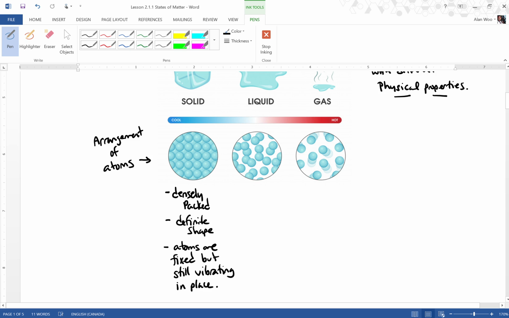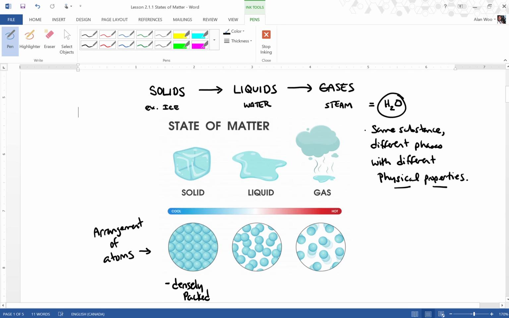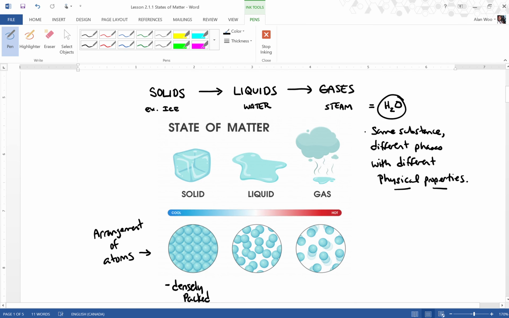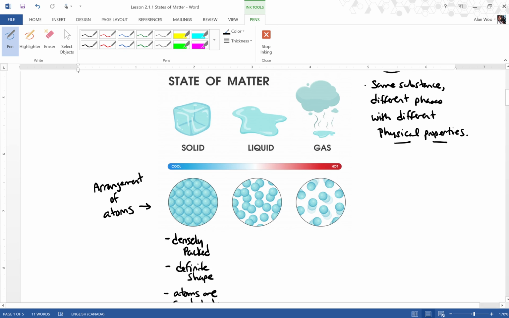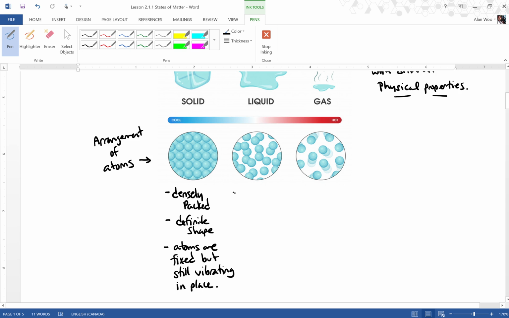When we look at water molecules, they do something slightly different. They're not as densely packed, but they don't necessarily have a shape either. If you look at liquid water, if you pour it over a table, it doesn't really have a definite shape that you can describe. So, no definite shape. And since it has no definite shape, it often takes the shape of its container.